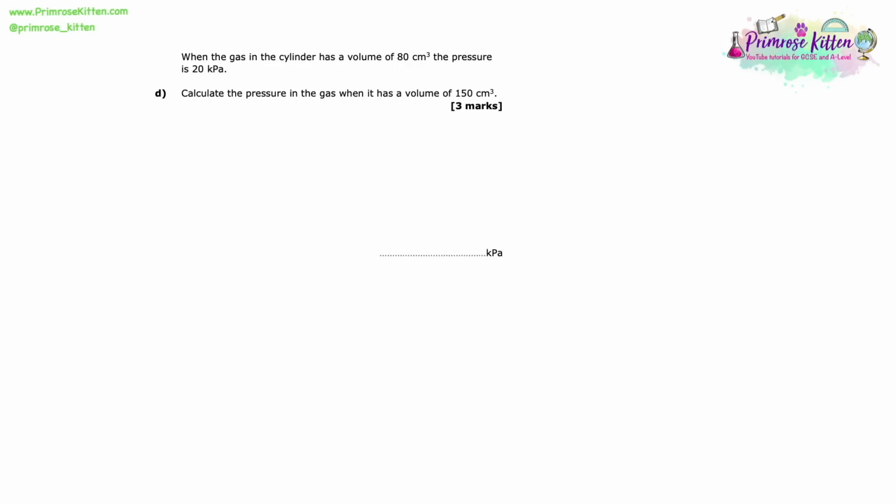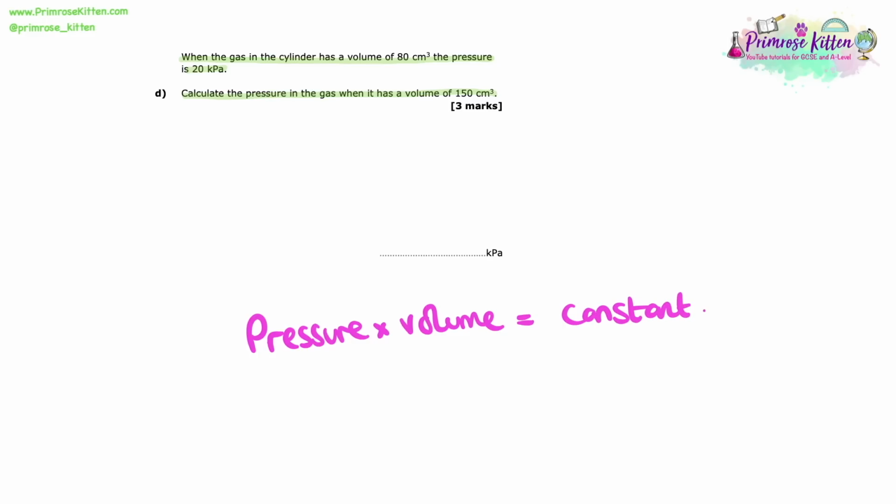When the gas in the cylinder has a volume of 80 centimetres cubed, the pressure is 20 kilopascals. Here we're asked to calculate the pressure in the gas when it has a volume of 150 centimetres cubed. Well, we have learned, and we were also told on the previous page, that pressure times volume will always equal a constant in a closed system such as this. For that reason, if we compare together the 80 centimetres cubed and the pressure of 20 kilopascals, we can times those together to work out what this constant is.